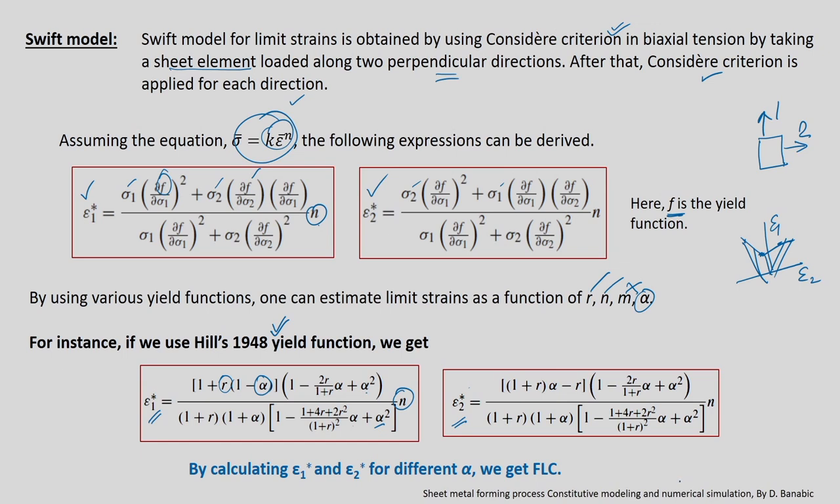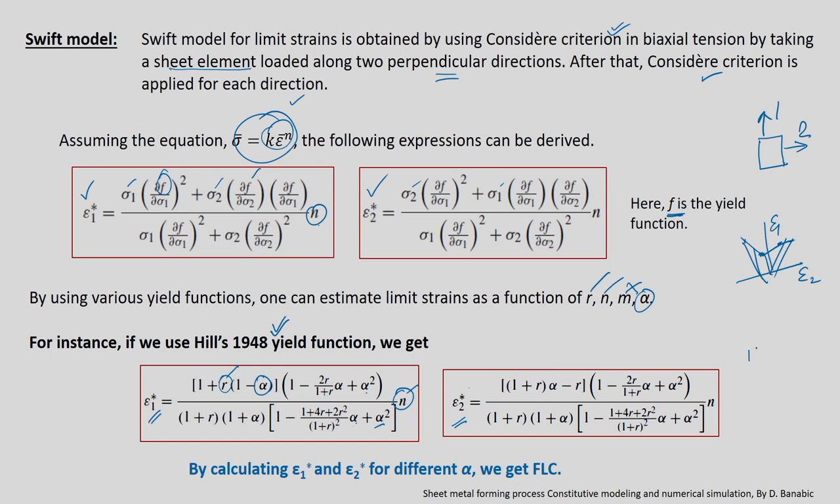So, what are the material properties you have? There is only one quantity, the plastic strain ratio, which quantifies the degree of anisotropy. There is one parameter n, the strain hardening exponent. Other than that, you have only alpha to change the stress ratio or to change beta.